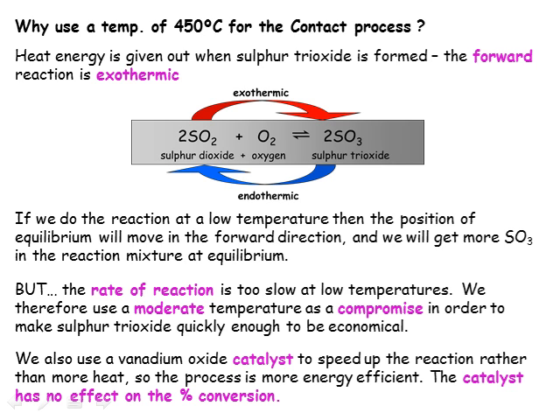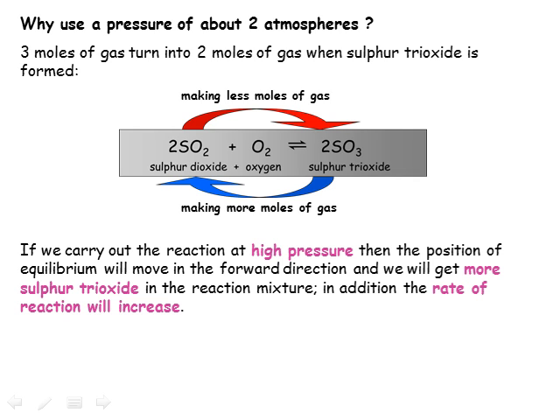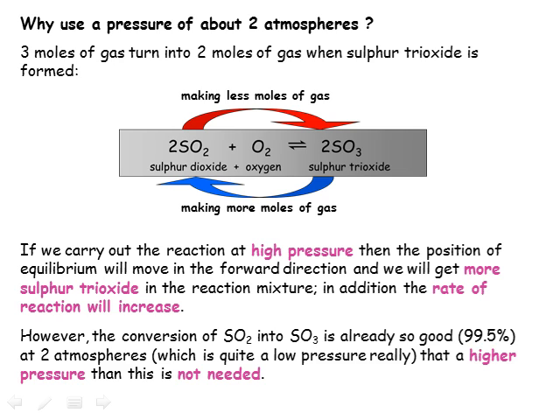In addition, the vanadium 5-oxide catalyst allows us to use a lower temperature than we would otherwise have needed to get the rate we want, with the benefit of using less energy for heating the reactor. If we consider the number of moles of gas on each side of the equation, we can see that there are 3 moles of gaseous reactants that produce 2 moles of sulphur trioxide product. This means that a high pressure will move the position of equilibrium in the forward direction, giving a better yield of sulphur trioxide in the reaction mixture. A high pressure will also increase the rate of reaction.